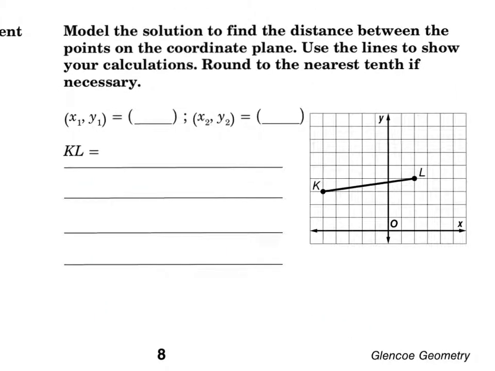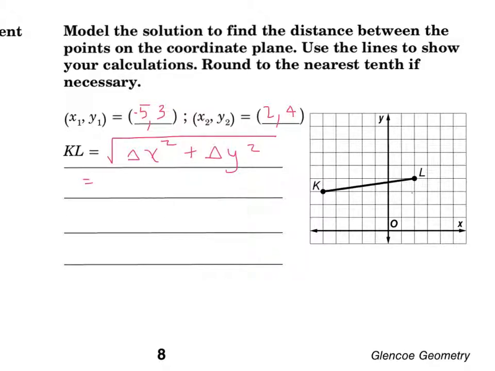Alright, so here we got a problem, and we got our points K and L. We're going to make x1, y1 K for no particular reason. So if we look, it's at left 5, up 3, so it's at the point -5, 3. And x2, y2 is going to be at L, which is over 2, up 4. 2, 4. So KL equals the square root of the change in x squared plus the change in y squared.